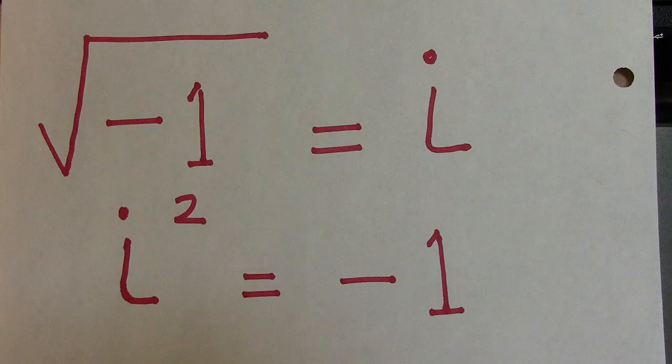Symbolically written, the square root of -1 is lowercase i, and the square root of -1 times the square root of -1, which is i times i, or i squared, equals -1, a real number. Something to ponder about.